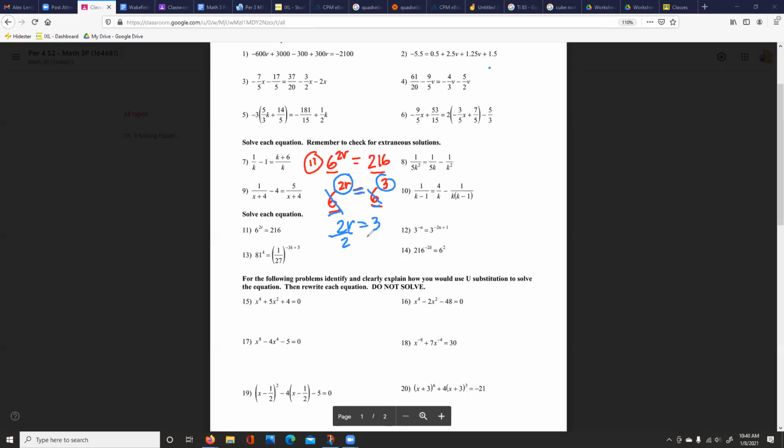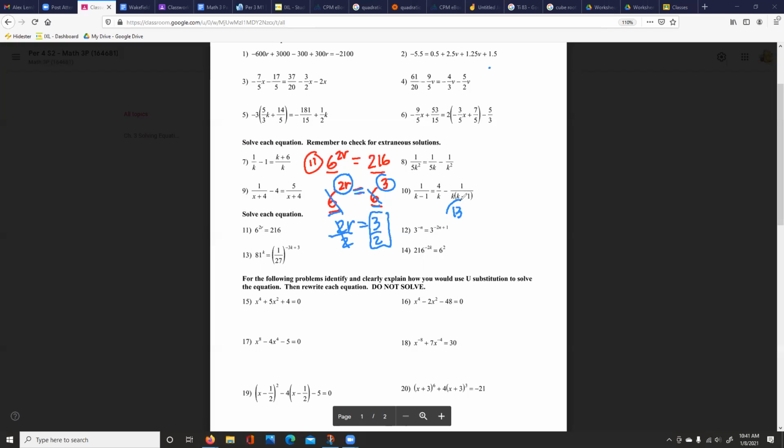and then just solve, divide by 2. So r equals 3/2. And you'll see that on the bottom. Plug in: 6 to the 2 times 3/2 would be 6 to the third, which would be 216.